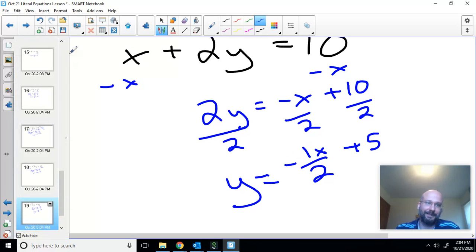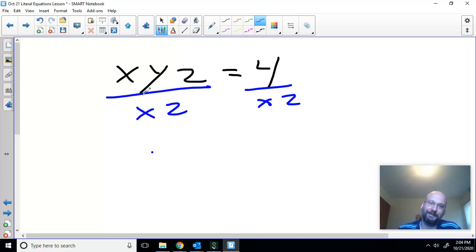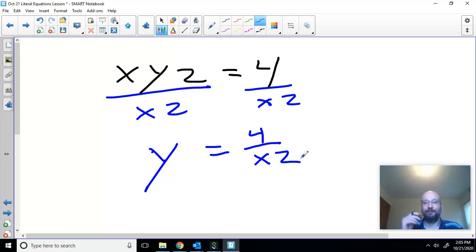All right. Last one. One of these again. If I'm solving for y, this is all multiplication. I'm going to divide by everything that's not y, because I want to get y by itself. All right, so this will be the second time you've seen this. So hopefully me going over it again will refresh your memory.